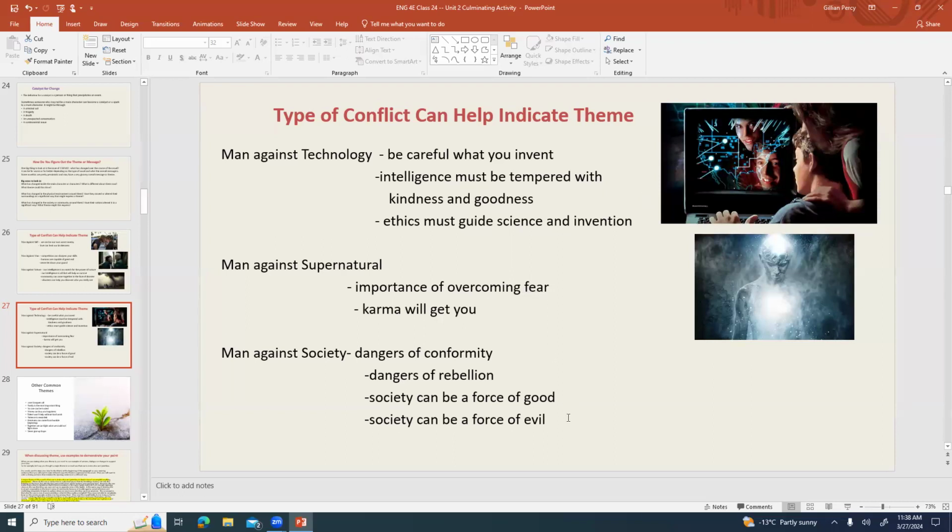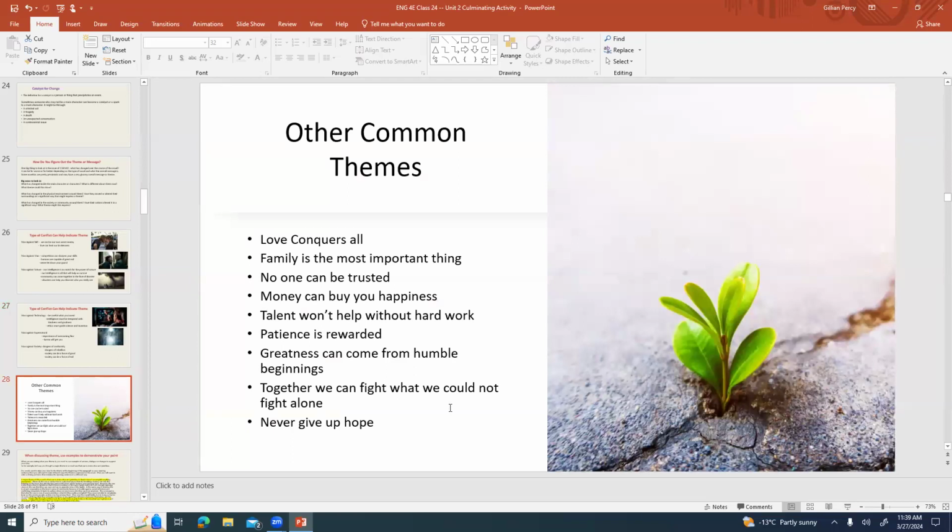And then man against society. I was trying to think of an example of this. Dangers of conformity, dangers of rebellion. Society can be a force of good, or society can be a force of evil. Again, it depends on the events in the novel.